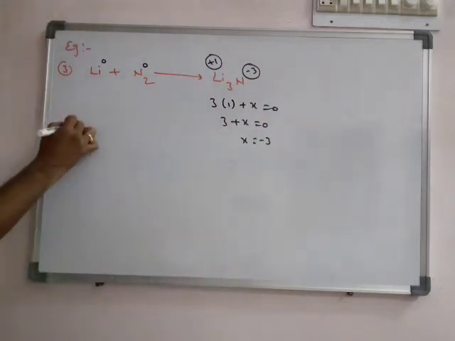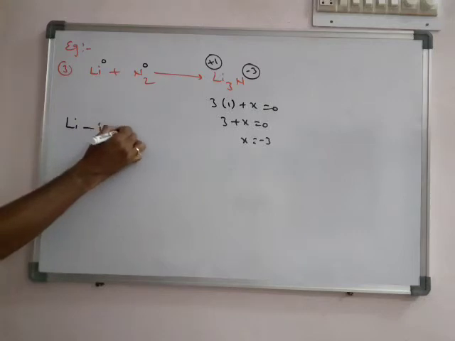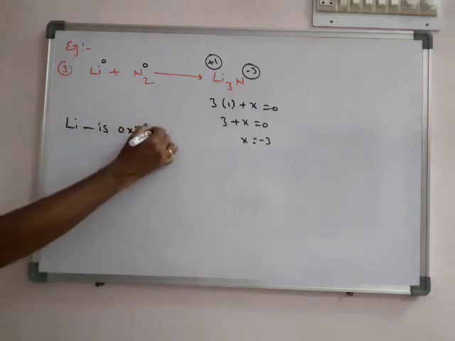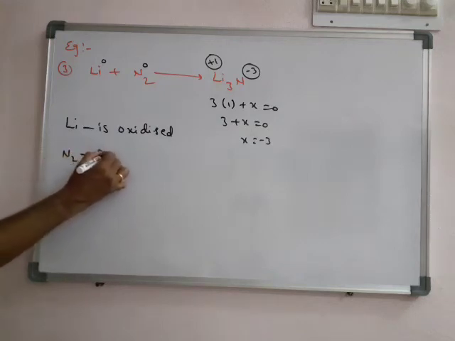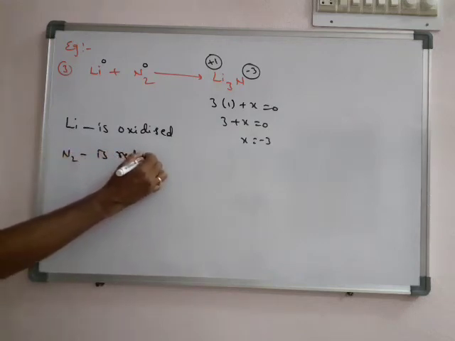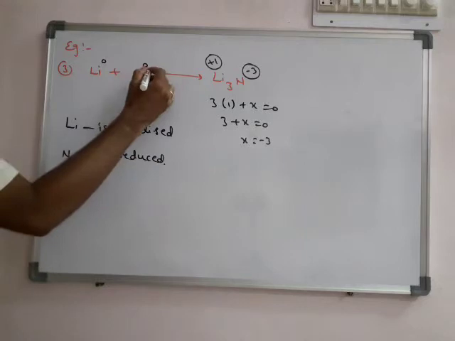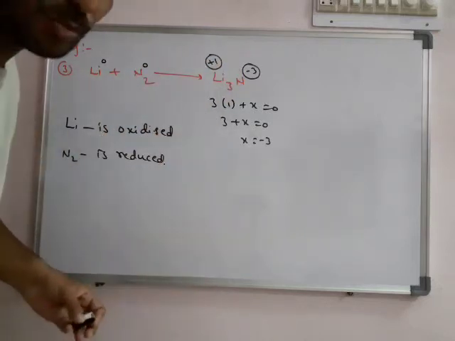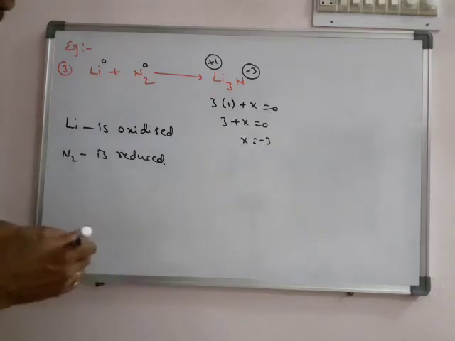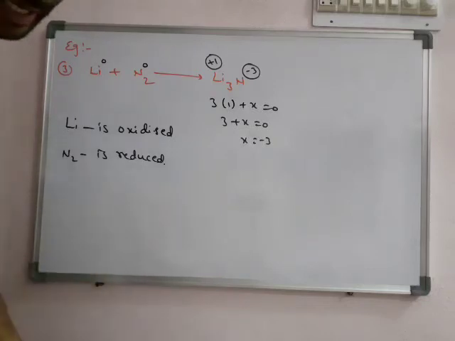So here lithium is oxidized, whereas nitrogen is reduced, because 0 to -3, oxidation number decreased. Oxidation number decreased numerically means it is gaining electrons. Gaining electrons means nothing but reduction reaction.